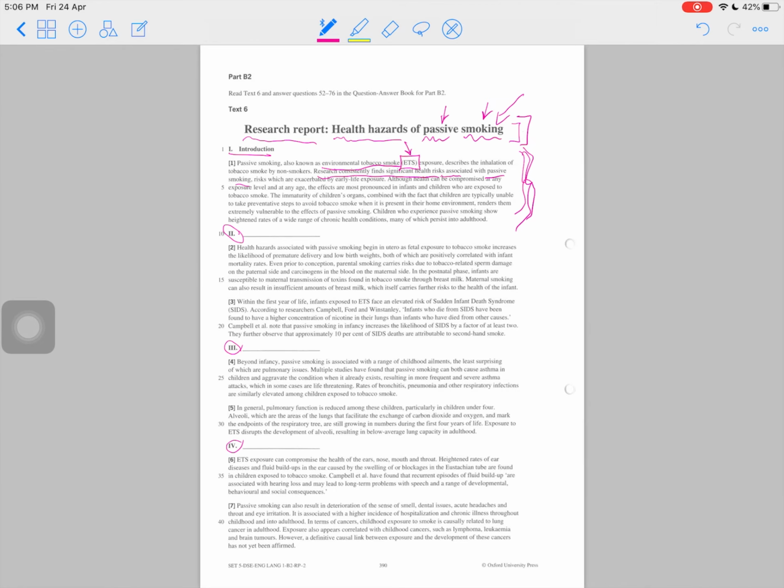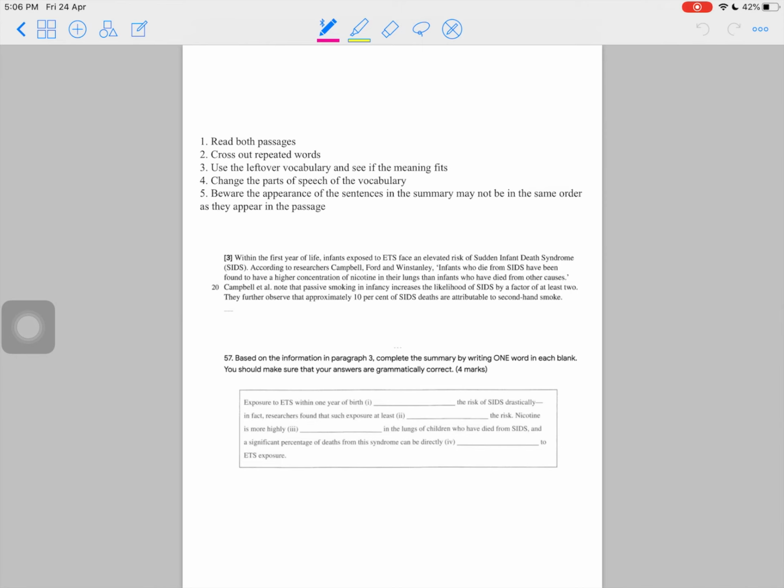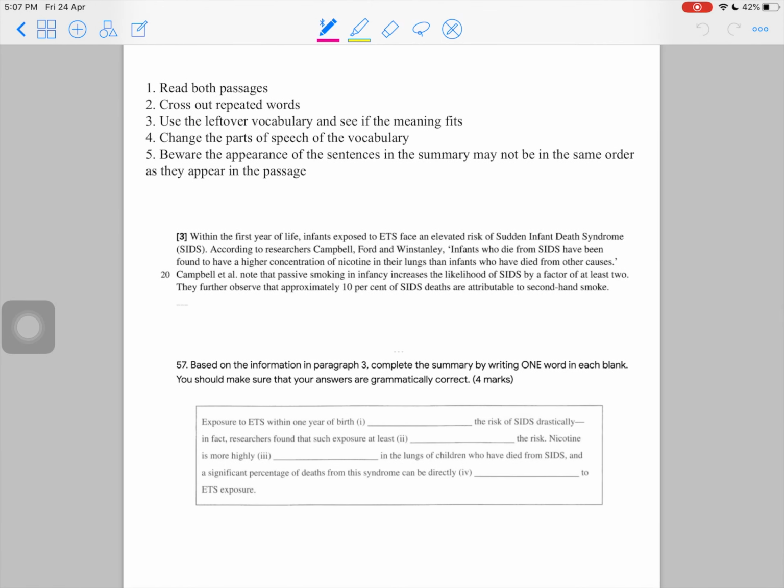Okay, this should help. Moving on, I have chosen question 57 to go over with you. This is your passage, paragraph 3, and this is the summary you need to fill in. The question is: based on the information in paragraph 3, complete the summary by writing one word. So remember, it's one word in each blank. You need to make sure it's grammatically correct, which means you need to pay attention to part of speech, okay?